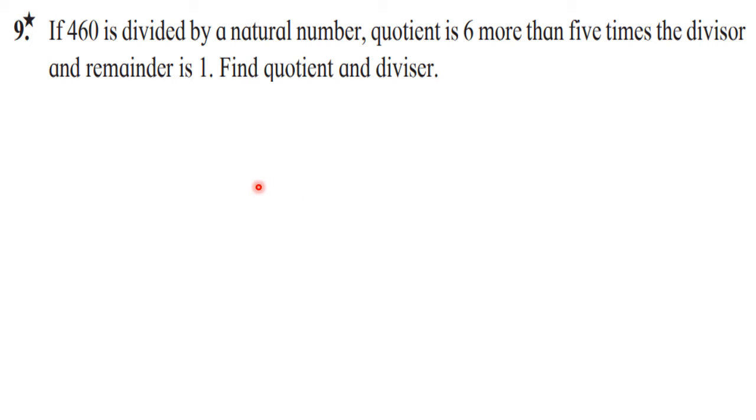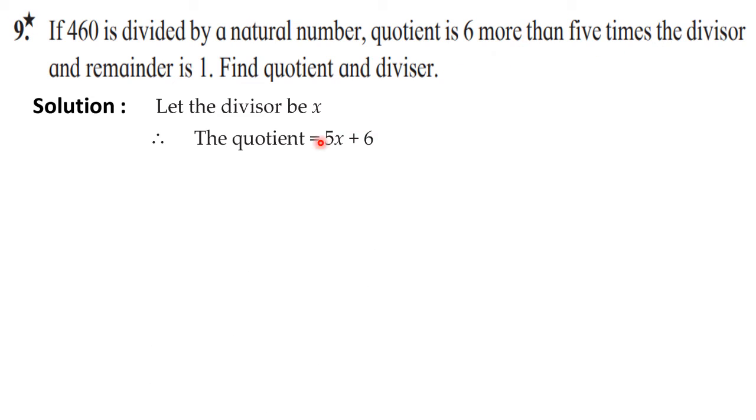So now let us write down the things. As I have said, divisor we are going to take as X, and from that we can write down the quotient. If divisor is X, then the quotient is 6 more than 5 times the divisor, that means 5x plus 6. 5 times means 5x and 6 more means plus 6.